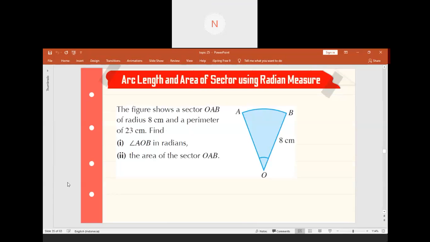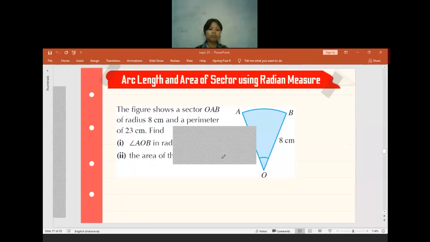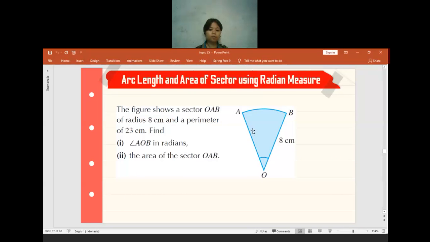Okay, now for this one, we have this small sector. Anyone want to help me to find the angle AOB? You can read the things that we already have. What are the things that we already have? We have the radius and also the perimeter.